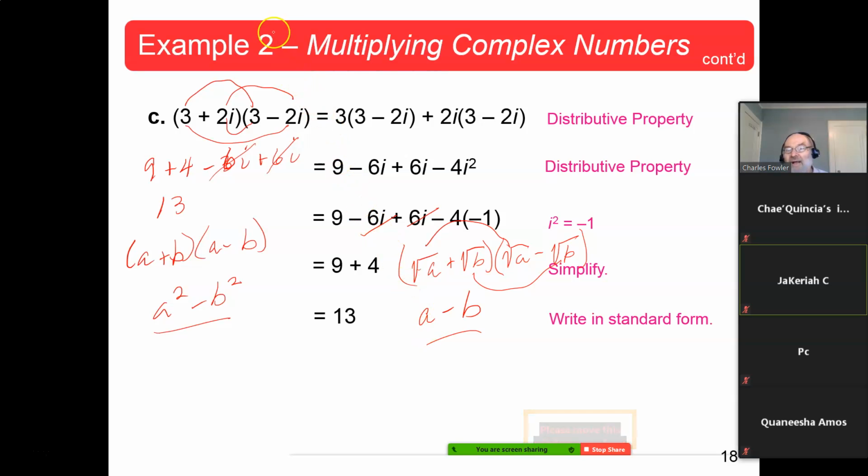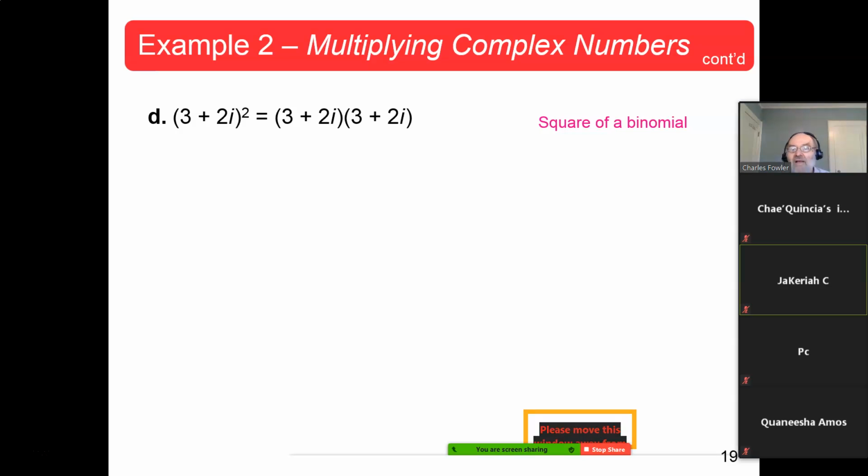Okay? If you multiply a complex number, where is it? Right there, by its conjugate, you get a real number. Okay? Hey, I'll take them. That's what we use conjugates for. Keep the first term the same, the opposite sign on the second term. That's the conjugate. Okay. Now here's another one.